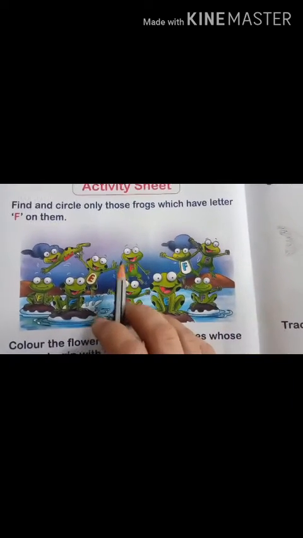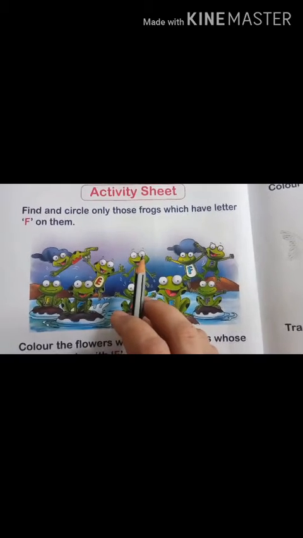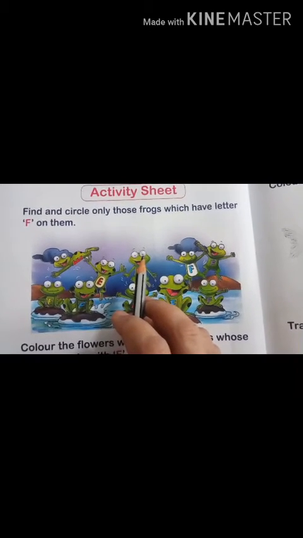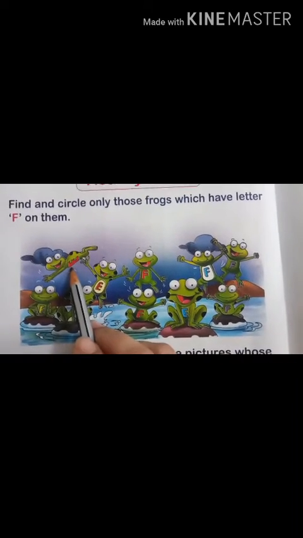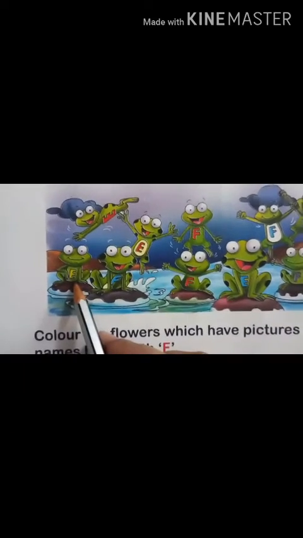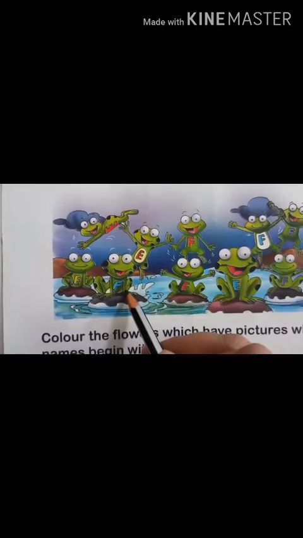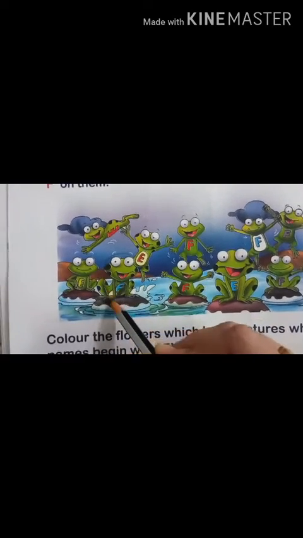Now look here. Now we will circle only those frogs which have letter F on them. Look here. Is it letter F? No. Is it letter F? No. Is it letter F? Yes. Now I will circle this frog.